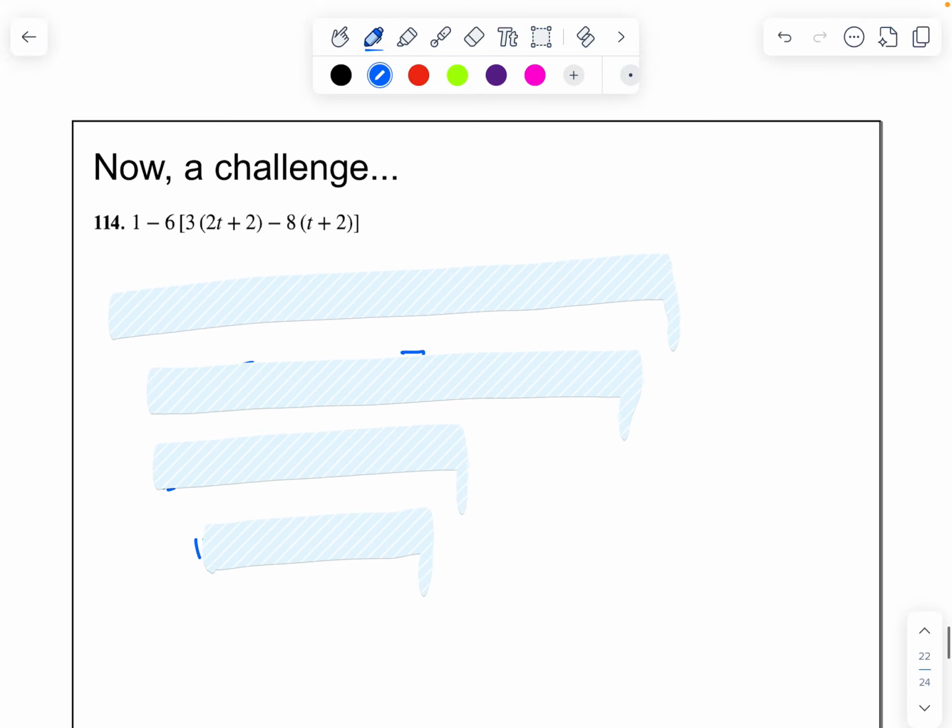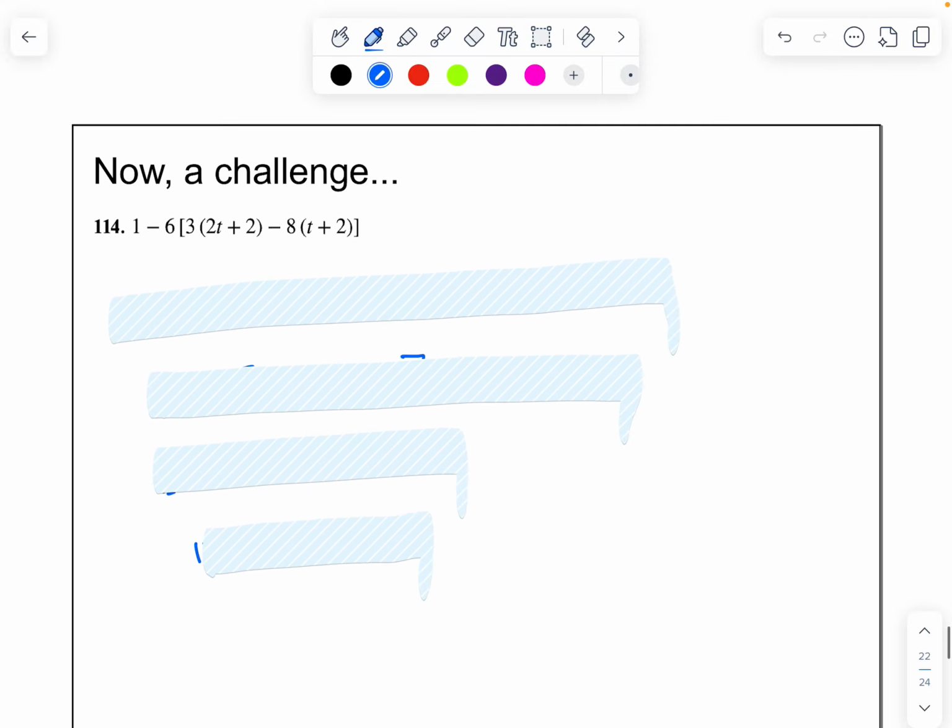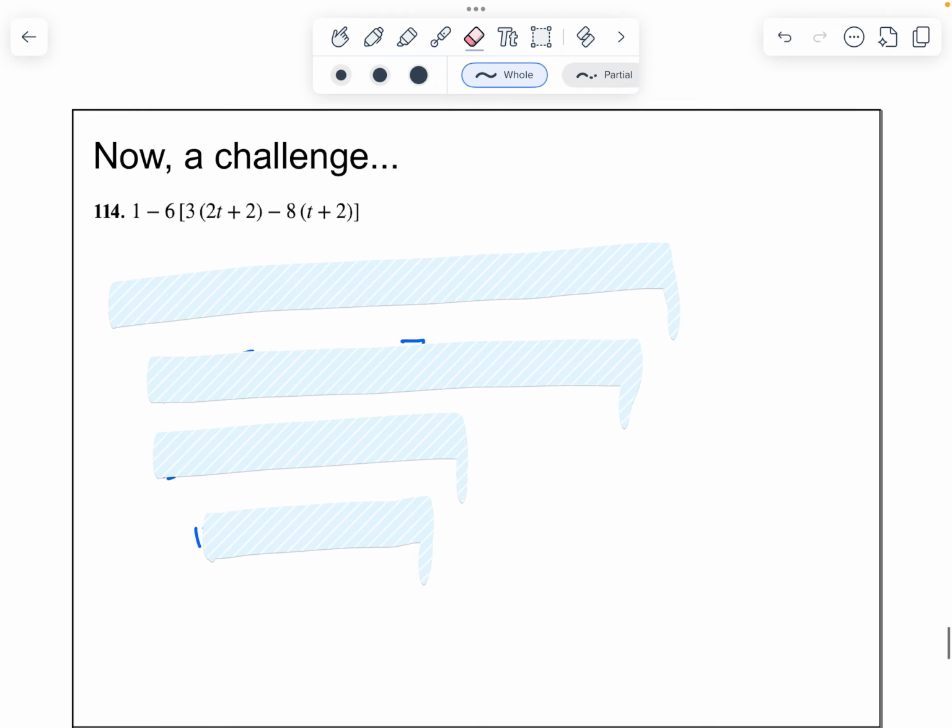All right, one more. This is challenging just like the last one. This is the last example for this lesson. Start with the inside parentheses. So we'll distribute the 3, and we'll distribute the 8. Remember, that's a negative 8 that you're distributing.